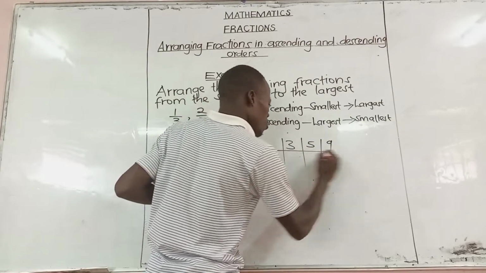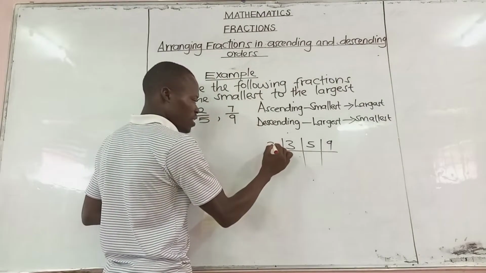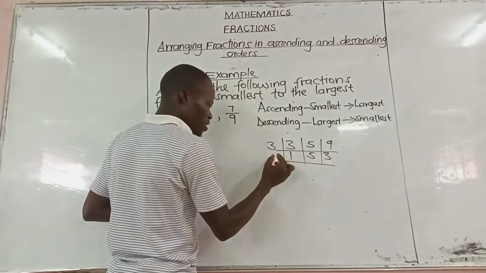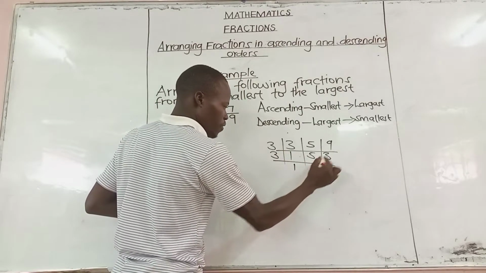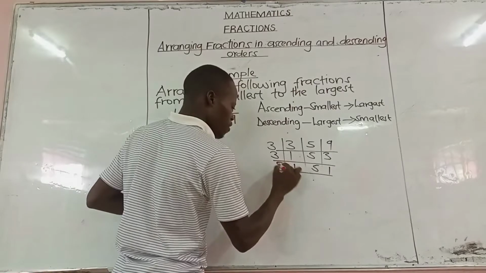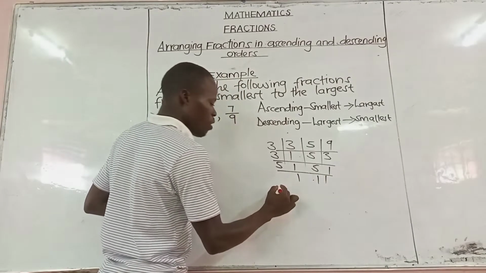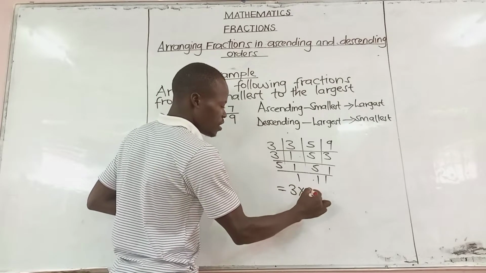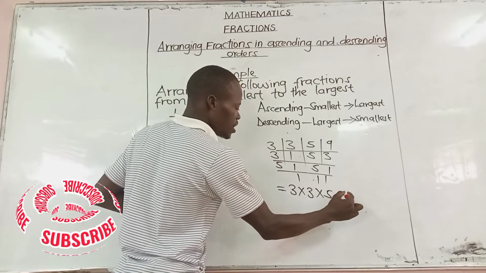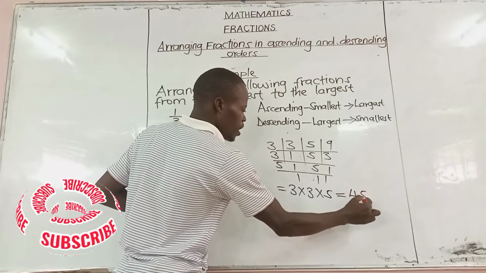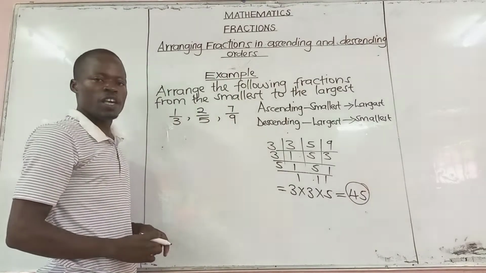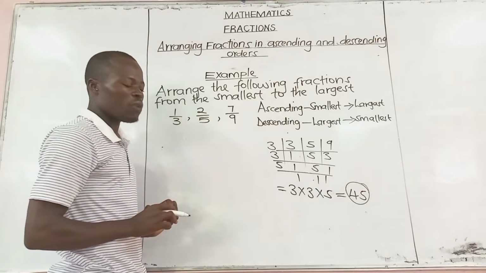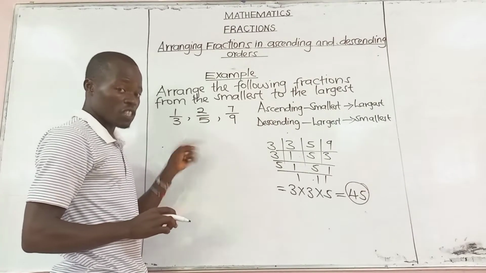So in our case, we put here 3, 1, 5, 3. Then 3 again, 1, 5, 1. Then 5, 1, 1, 1. So our LCM of the denominators is going to be 3 multiplied by 3 times 5, and we get our answer as 45. Once we have got our LCM, it is very simple. We are simply going to take each fraction and multiply it by the common LCM for all these fractions.